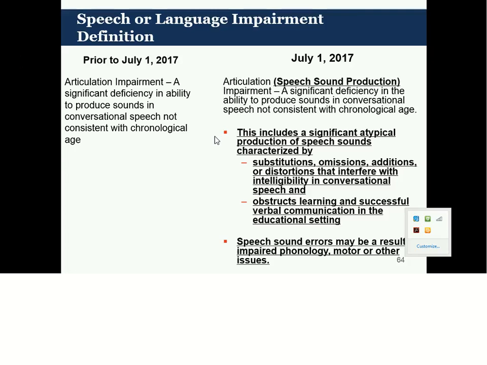So for speech, language is also termed speech sound production, and some places that language is added in. And again, some additional information was added for reference to make sure that we're understanding completely what articulation involves, that it's a significant atypical production of speech sounds, that it's characterized by substitutions, omissions, additions, or distortions that interfere with intelligibility in conversation speech, and obstructs learning and successful verbal communication in the educational setting. Those are different than the medical model in that we're looking at not only are there atypical productions of sounds, but it's also obstructing learning and obstructing the child's ability to be a successful communicator in their educational setting. And that also could be a result of impaired phonology, motor, or other issues.